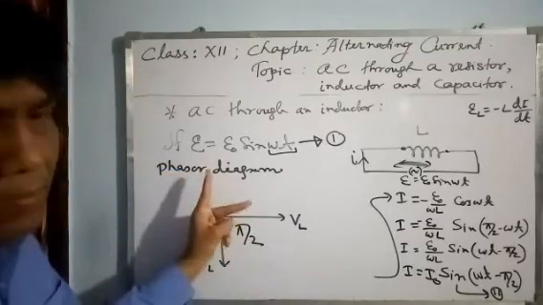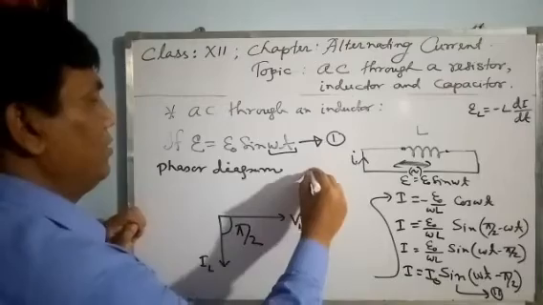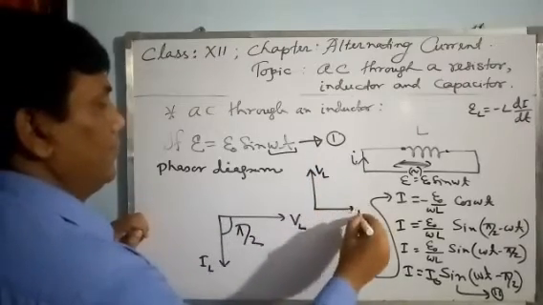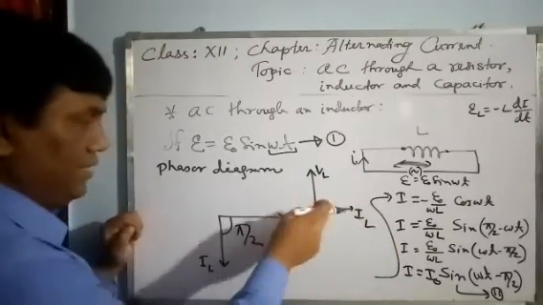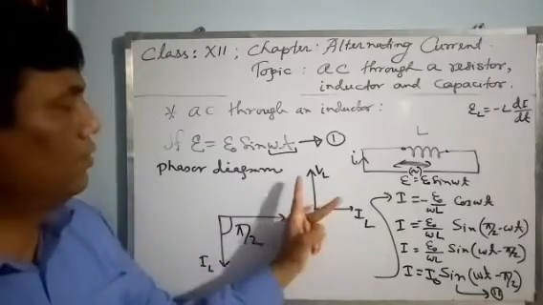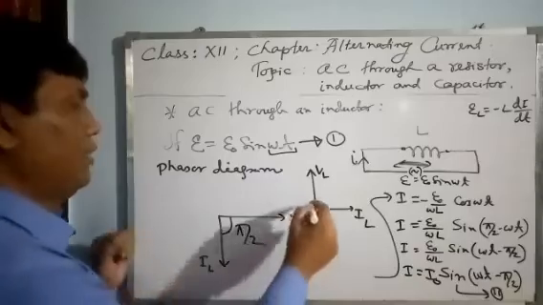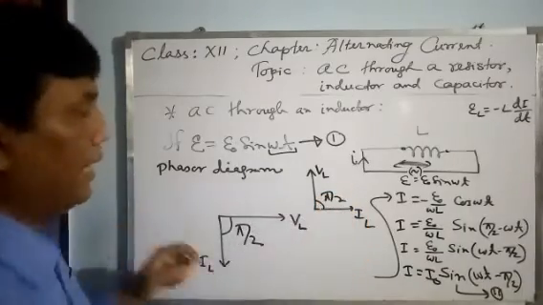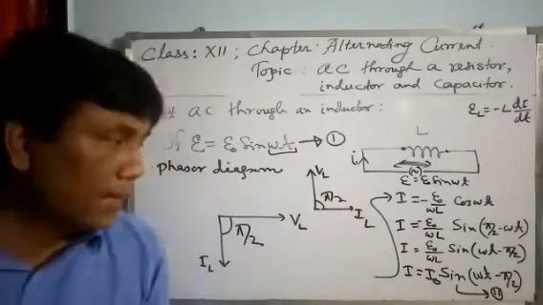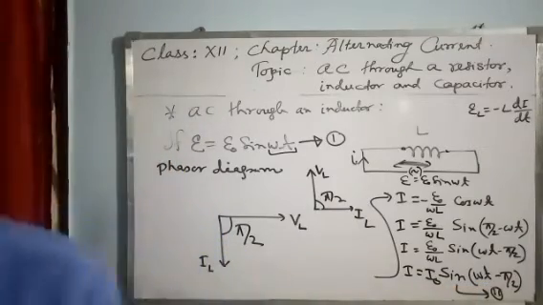You can draw it this way also, no problem. If you want, you can write this way also, no problem. Same thing, this and this are the same thing. You can rotate as you wish, no problem. But there should be a difference of pi by 2, and current should lag the voltage by pi by 2 because it is minus pi by 2, na? Are you getting?